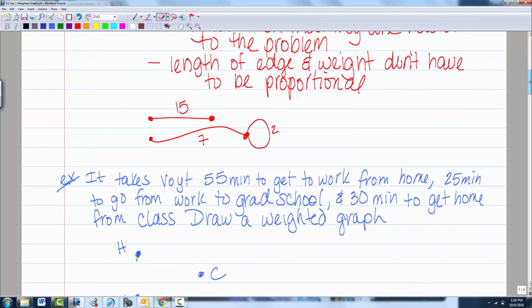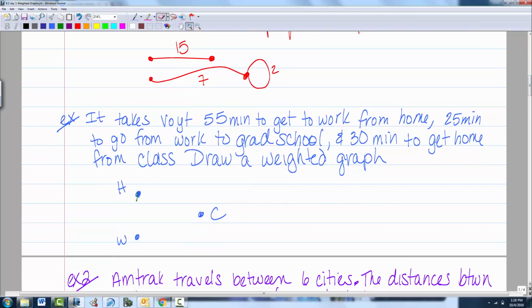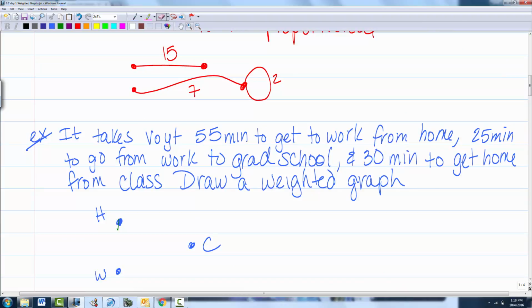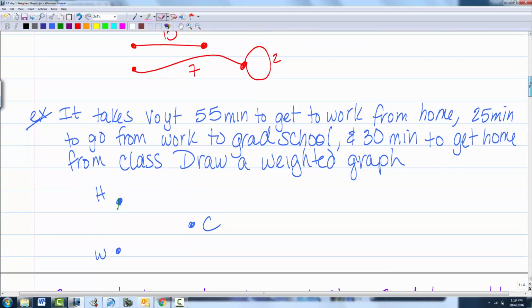All right, now, here's the first one. This is great. Hey, we're back in. Pay attention. I am. Okay. All right. This is the hardest question. I'm going to put seven of these on the quiz Thursday. How many questions do we have? 300. It takes Voight 55 minutes to get to work from home, 25 minutes to go from work to grad school, and 30 minutes to get home from class. Draw a weighted graph. I got the vertices ready for you.